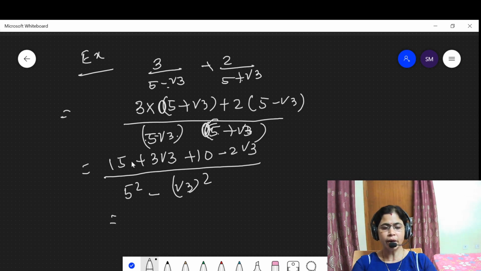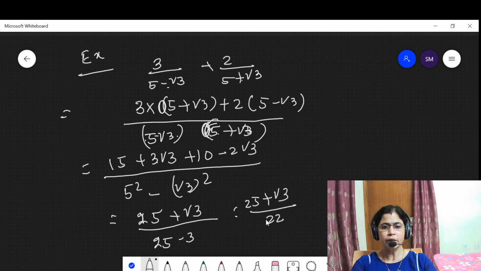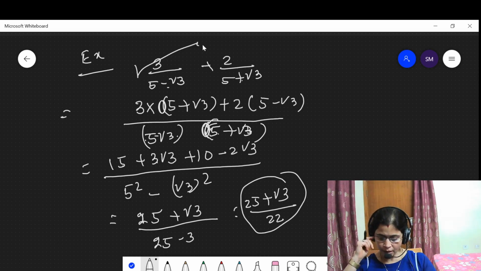Then in the numerator you get 15 plus 10, which is 25. 3 root 3 minus 2 root 3 is simply root 3, upon 5 squared minus 3. Then here you get 25 plus root 3 upon 22. This is the simplification of the given question.